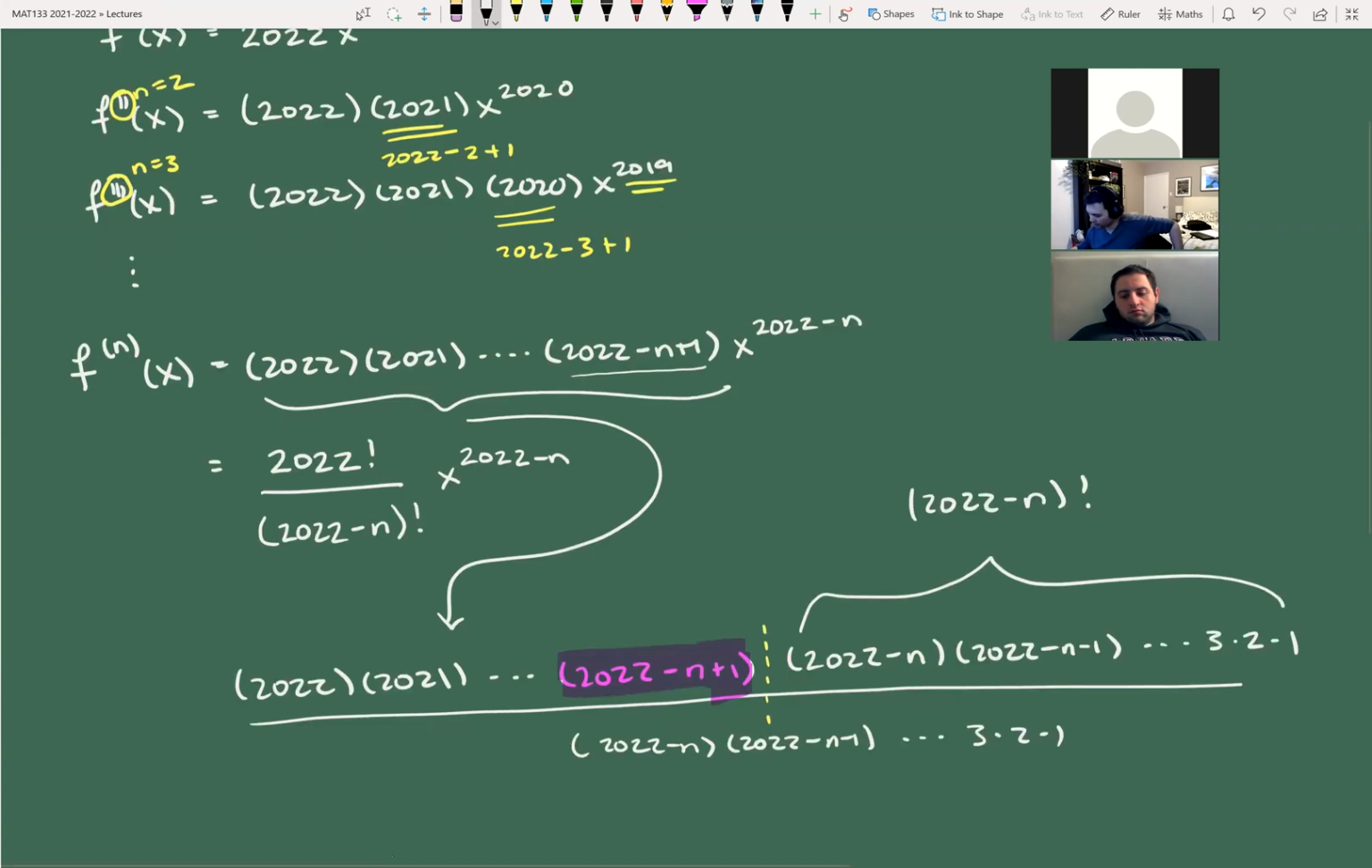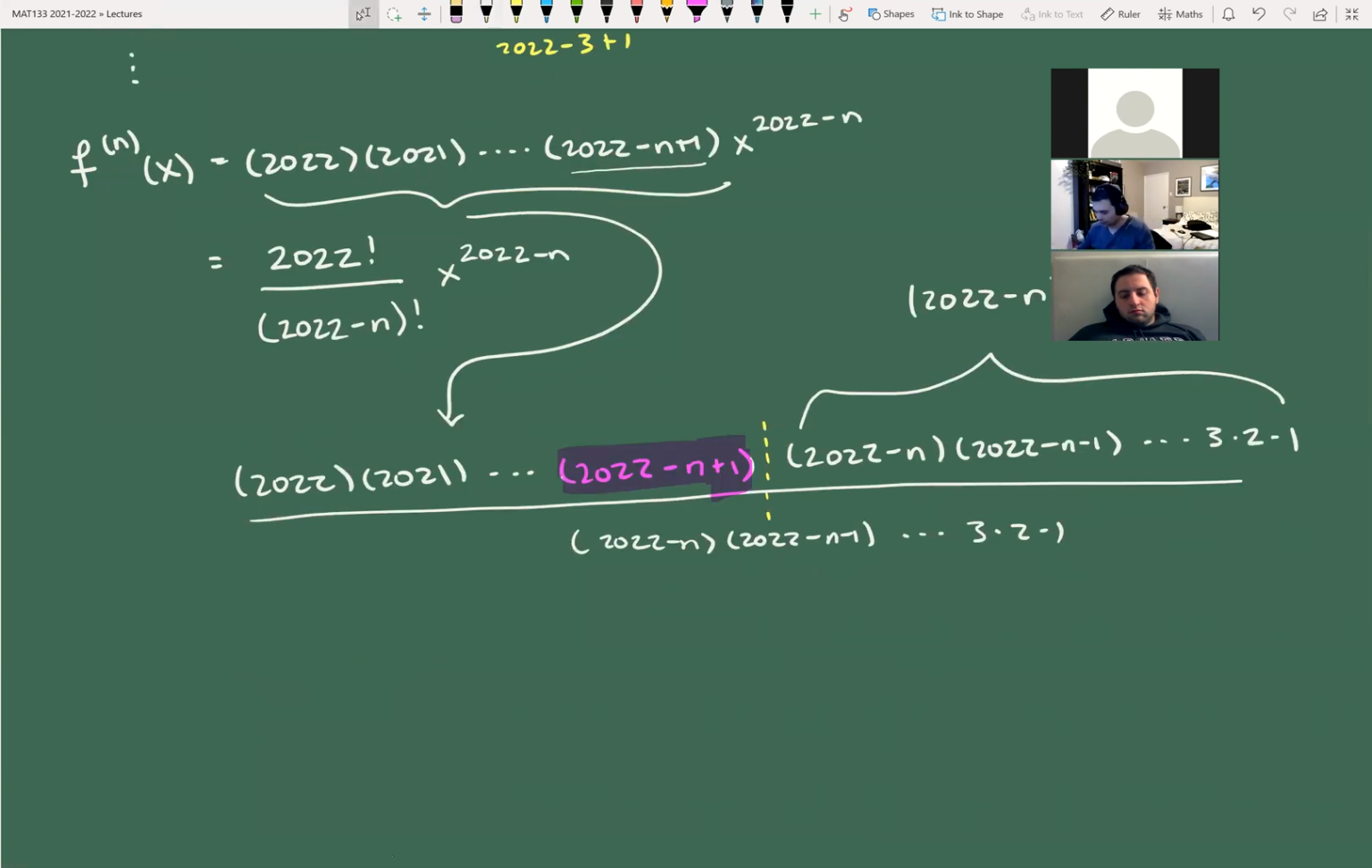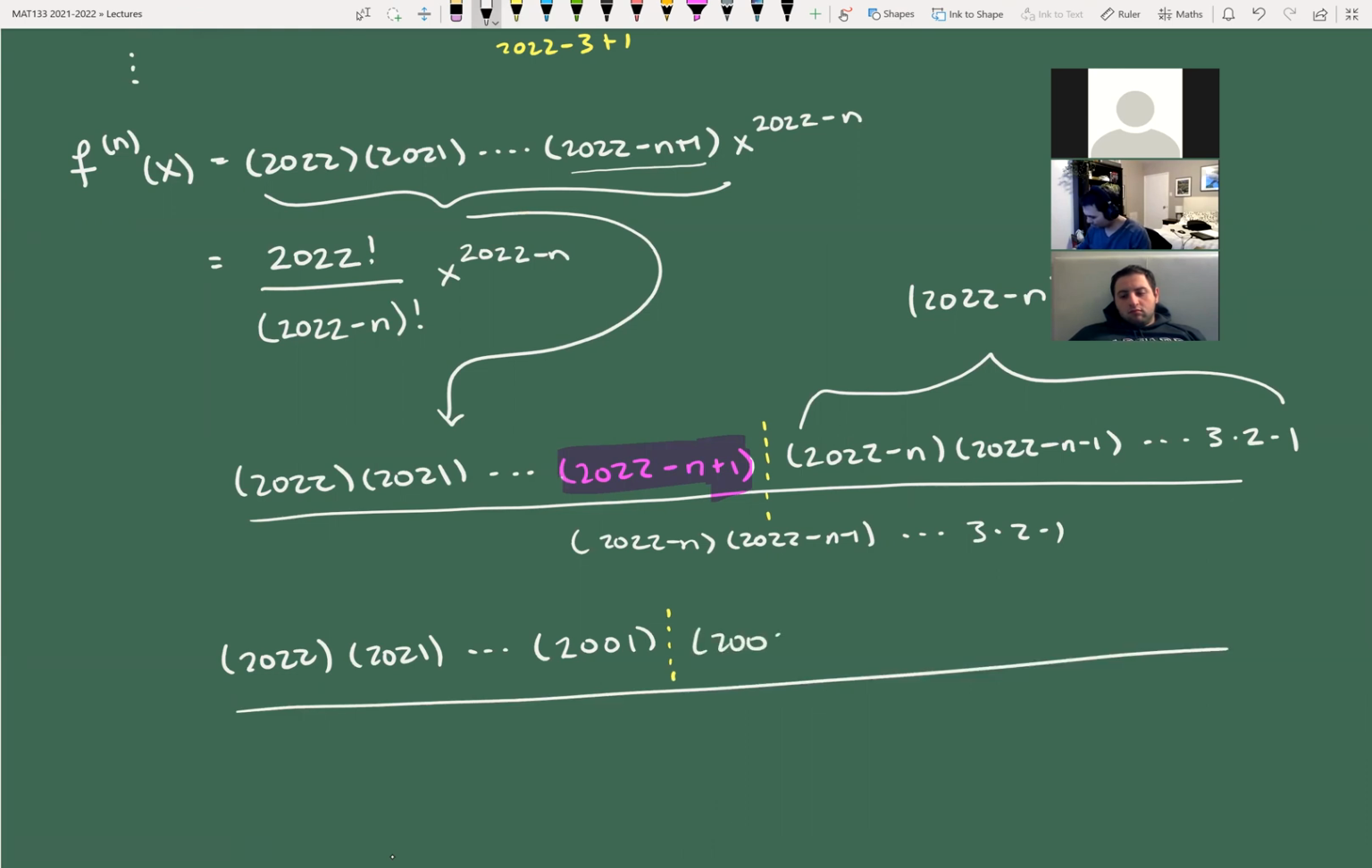This might be bugging you because there's a lot of n's. If we do it for this case where n is actually 20 or 22, right? We would have 2022 times 2021 ... times 2001. And then, so I'm going to draw 2000, 1999, ... 3 times 2 times 1.